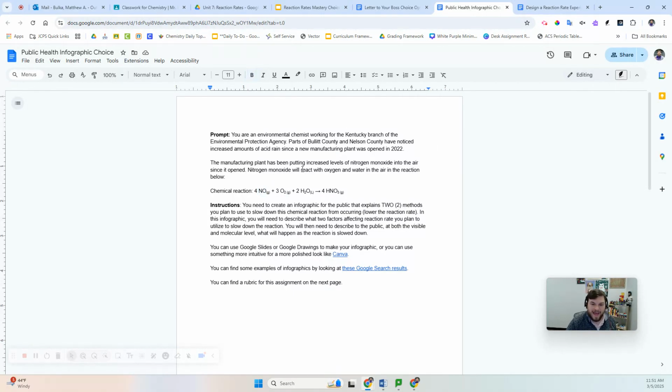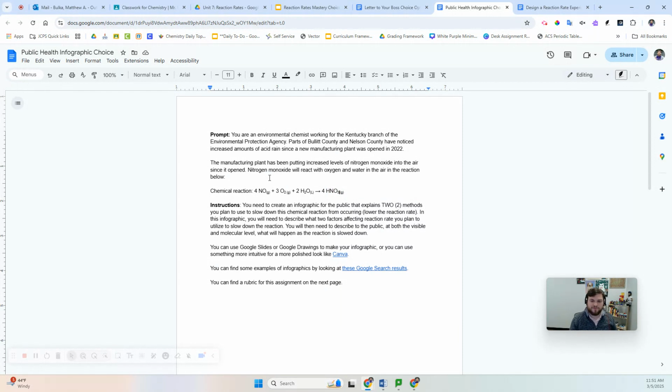Nitrogen monoxide will react with oxygen, right here, O2, and water, H2O, to produce this reaction. Okay, so it creates HNO3, which is called nitric acid, which we will talk about more in the next unit when we talk about biochemistry.